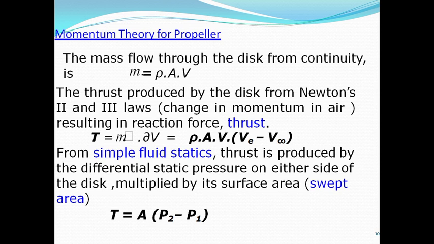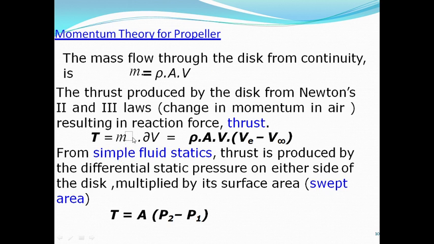Here, as we consider the flow field, let us try to understand the theory now. The mass flow of the air which is getting into the stream tube is given by m dot. We all know that m dot is the mass flow rate, obtained by rho times A times the velocity, the velocity of the fluid, that is air, in the stream tube.